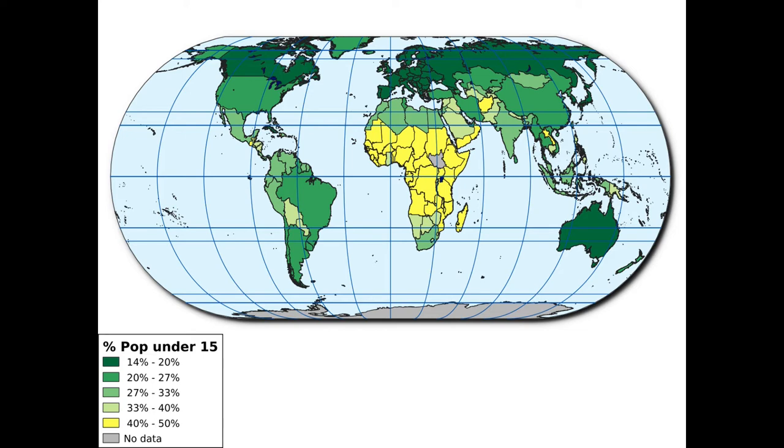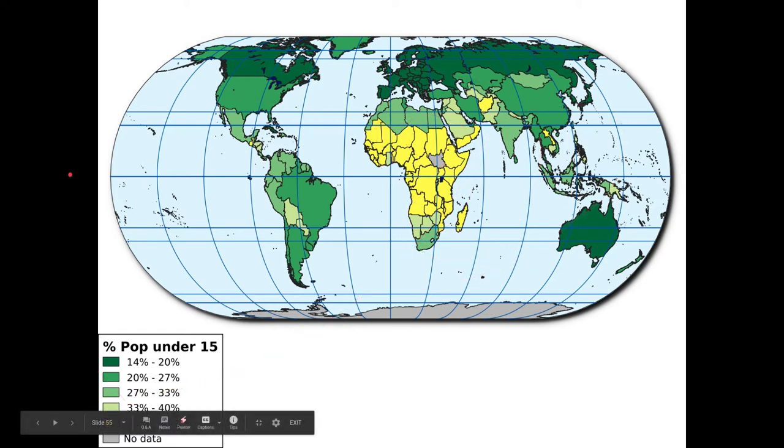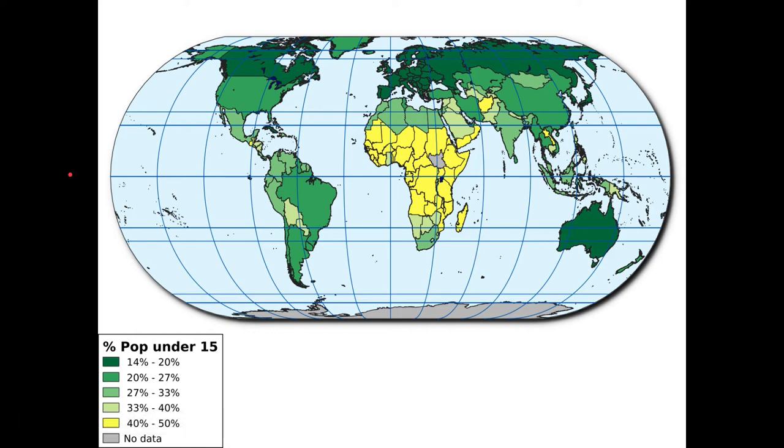Population under 15. The yellow countries, 40 to 50% of the population is under 15. 33 to 40%, 27 to 33%, 20 to 27%. So you can see throughout Africa and the Mideast, a much larger percentage of the population is under 15. These are the people that are about to start having kids. Another title for this map would be population that's about to start having babies. If 40 to 50% of your population is under 15, you would expect to see a very high growth rate.